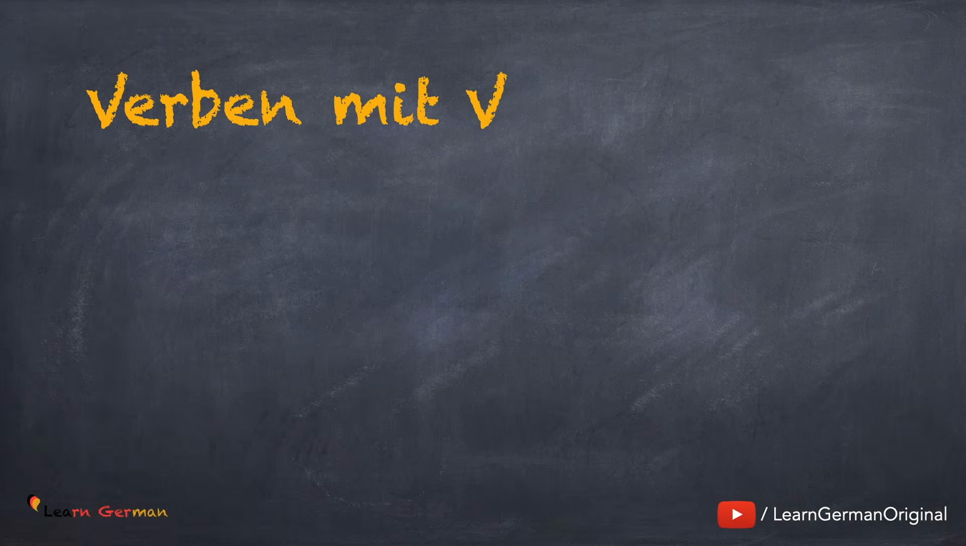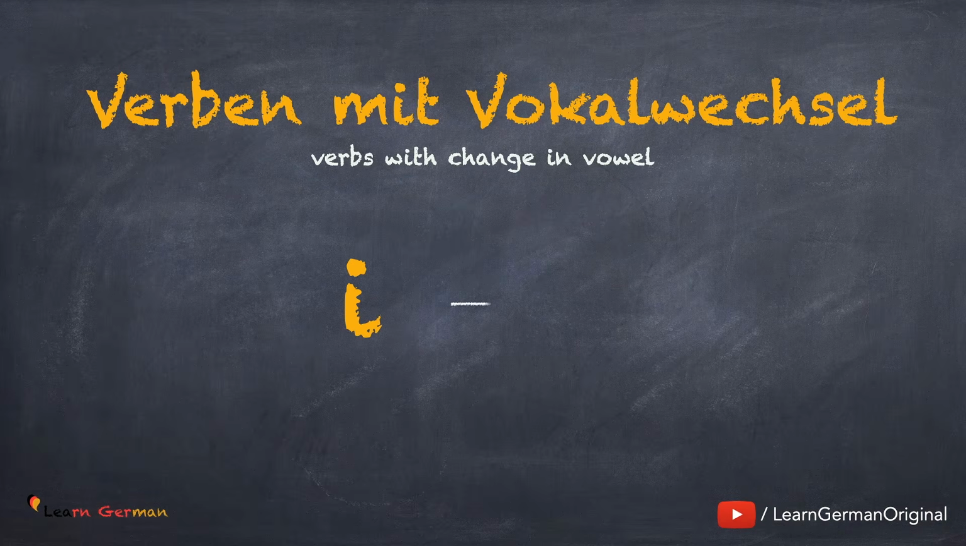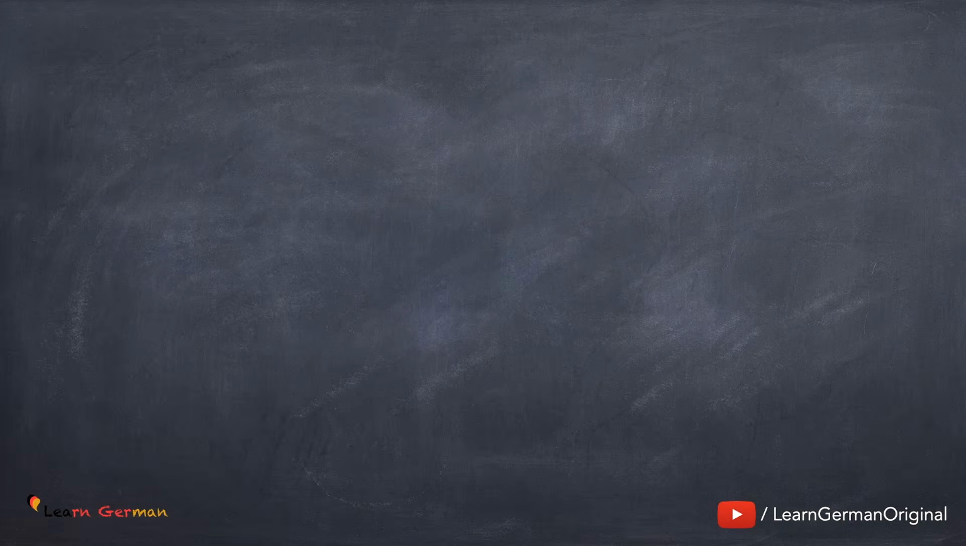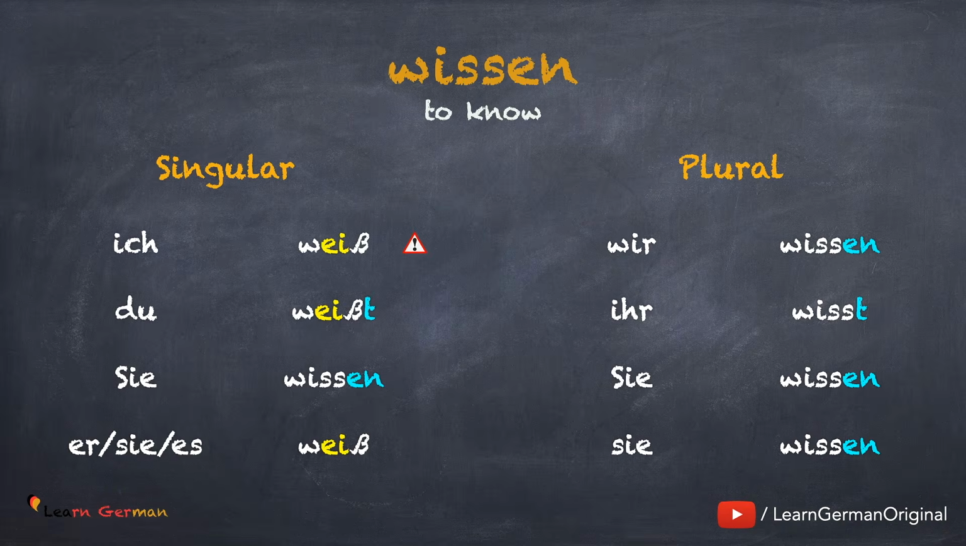Now the last one. Verben mit Vokalwechsel I in EI. Here's the conjugation for wissen. Ich weiß, du weißt, sie wissen, er, sie, es weiß, wir wissen, ihr wisst, sie wissen.